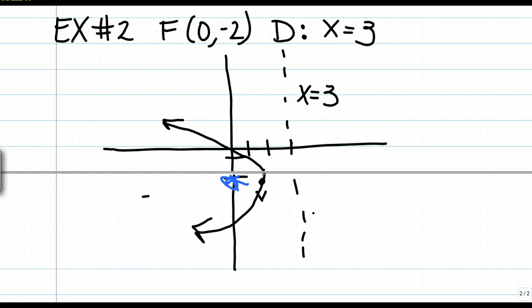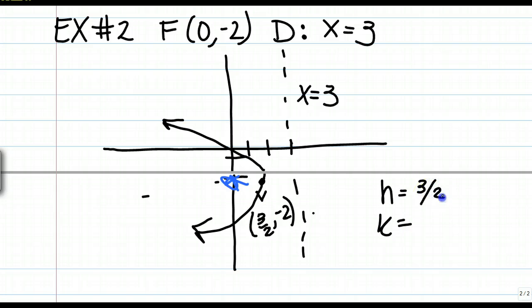Okay. So now let's write what we know. If this is 1.5, because you're over 1.5, so that's 3 halves. And you're down 1, 2, because your focus was at -2. So -2. So this is our h and k. Our h is 3 halves, and our k is -2.